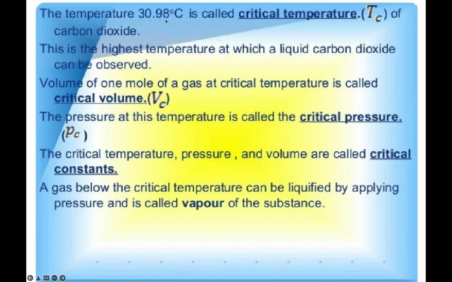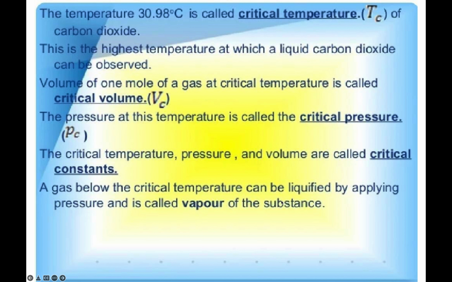The temperature 30.98 is called the critical temperature Tc of carbon dioxide. So the highest temperature at which liquid carbon dioxide can be observed is the critical temperature. The volume of 1 mole of gas at critical temperature is called critical volume Vc. Pressure at this temperature is called critical pressure Pc. Critical temperature, pressure and volume are called critical constants.